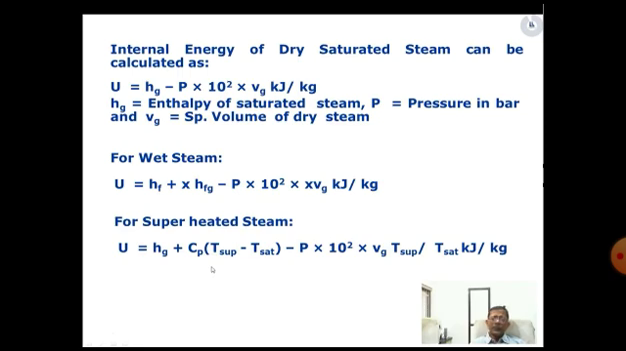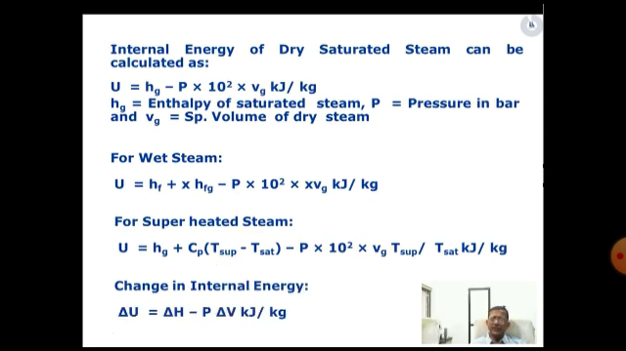But in boiler calculations, in a few questions you will be required to find out the change in internal energy. So the change in internal energy you can remember as delta U is equal to delta H, that is change in enthalpy, minus P delta V. Delta V is the change in volume.